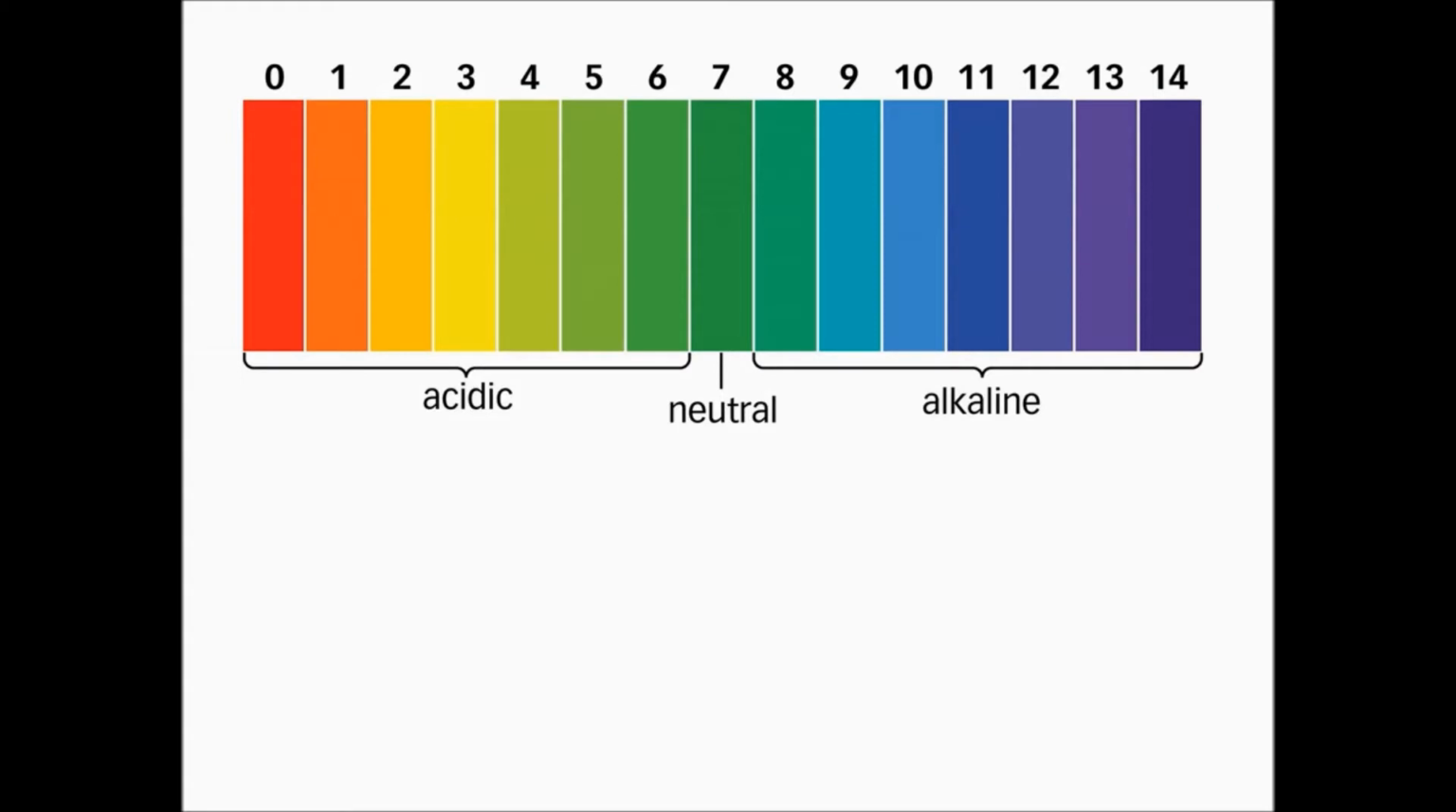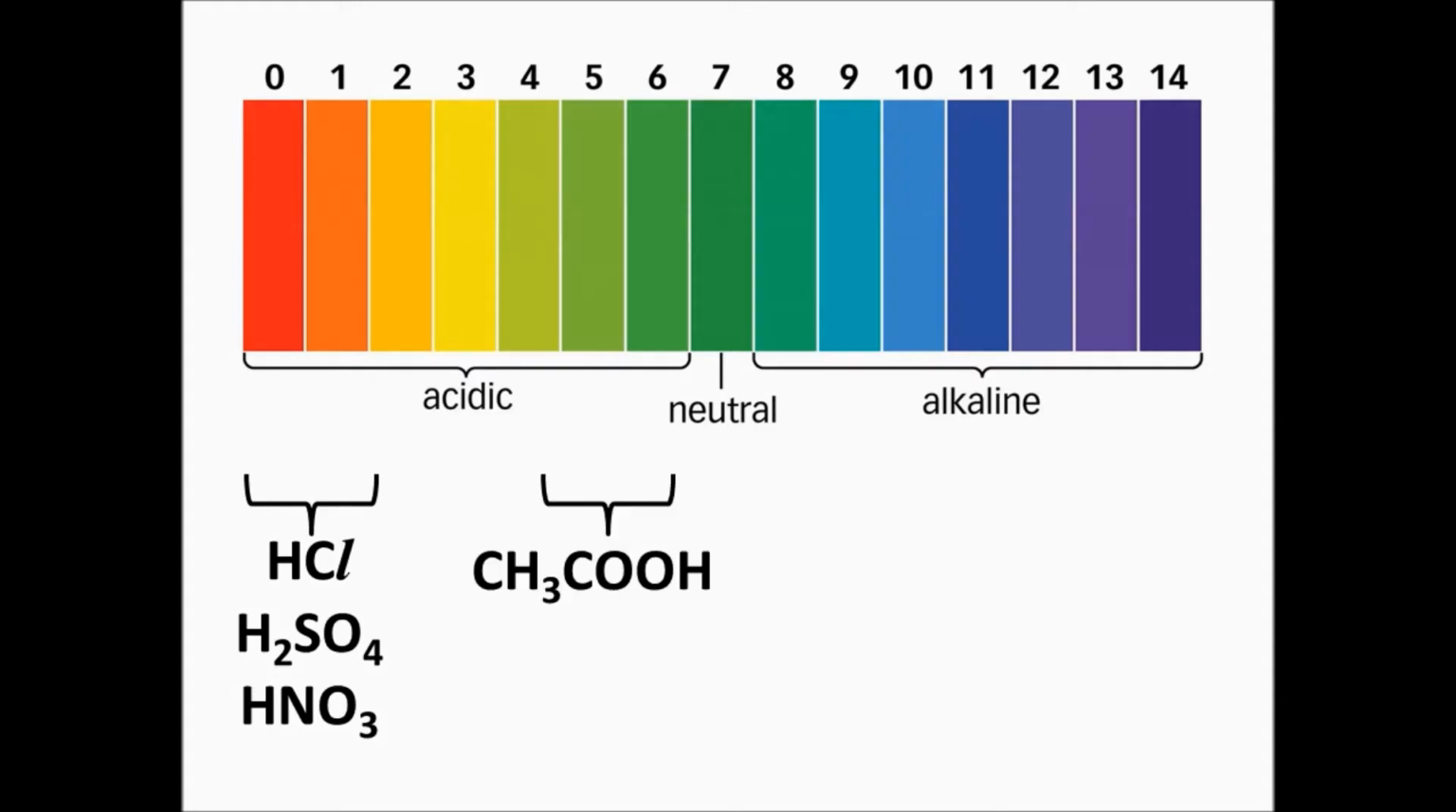For example, strong acids like hydrochloric acid, sulfuric acid, and nitric acid have pH values between 0 to 2, while a weak acid like ethanoic acid has a pH value of between 4 to 6. Aqueous ammonia, a weak alkali, has a pH value of about 10 or 11, while a strong alkali like sodium hydroxide will have a pH value ranging between 12 to 14.